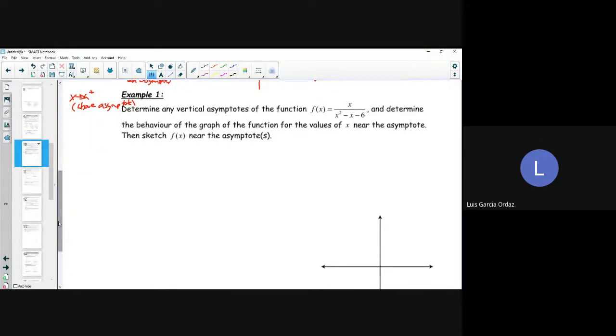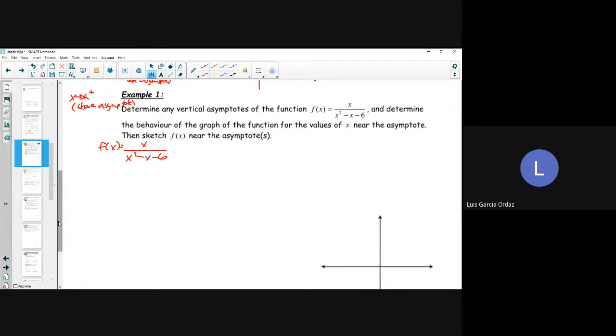So example 1: we want to determine any vertical asymptotes of the function and determine the behavior of the graph of the function for the values of x near the asymptote. Then we want to sketch f of x near the asymptotes. Okay? So we're just going to sketch the graph near the asymptotes. So we have f of x is equal to x over x squared minus x minus 6.